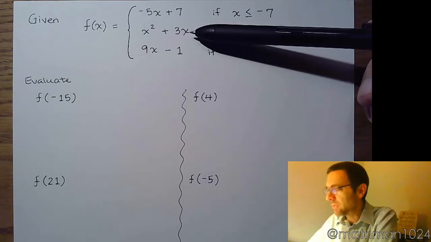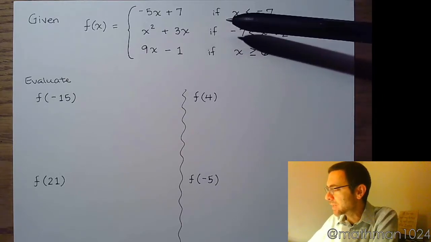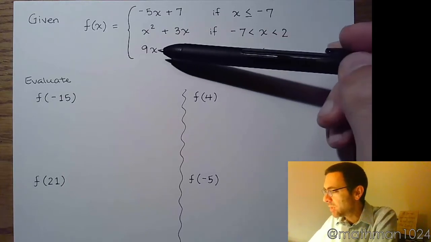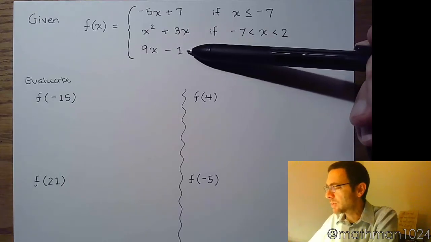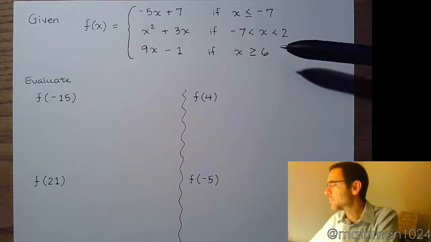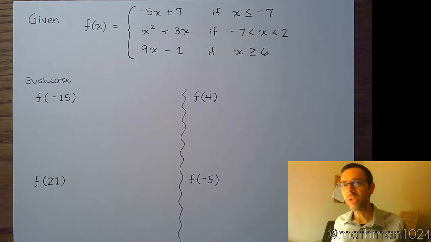Then you have that the function is equal to x squared plus 3x if x is between negative 7 and 2. And then your function is 9x minus 1 if you're plugging in values of x that are greater than or equal to 6. Now, I know that a lot of times these piecewise defined functions can be kind of overwhelming, but they don't need to be.